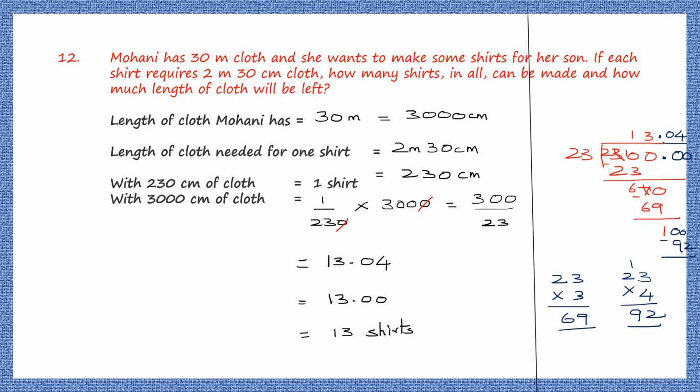So we have answered the first part of our question, which says how many shirts in all can be made, and we have found the answer. With 3000 centimeters of cloth, we can make 13 shirts. Now we need to continue our question. And how much length of cloth will be left? So initially there was 3000 centimeters of cloth. Now 13 shirts have been made, so we need to know how much of cloth was used to make 13 shirts. So let's continue that.